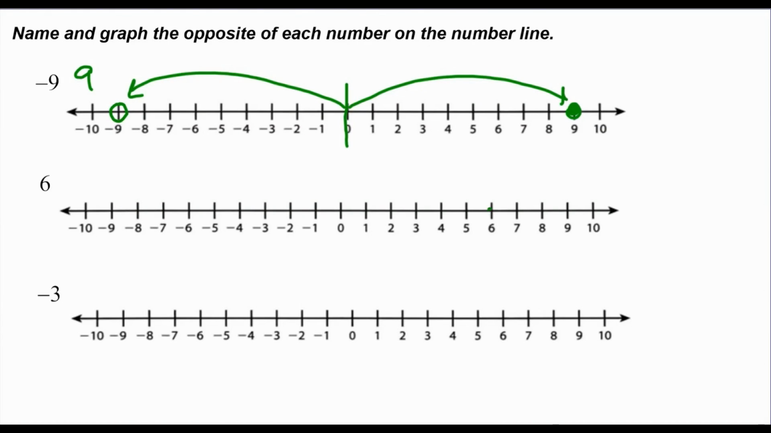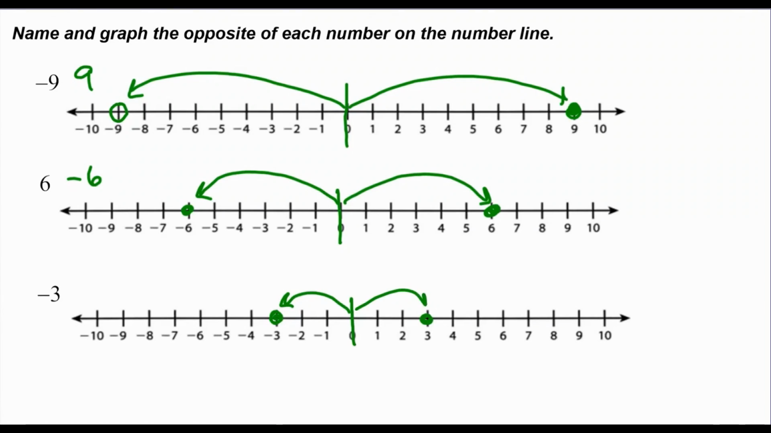6 is located right here on the number line, and here's 0. So it is 6 units from 0, and its opposite would be -6, which is also 6 units from 0, but on the other side. So 6 and -6 are opposites. And then lastly, we have -3, which is right here on the number line, and here is 0, and that's 3 units from 0. So its opposite would also be 3 units from 0, but on the other side, so that is +3. So -3 and +3 are opposites. Now that's pretty basic too, and that's what opposites are.